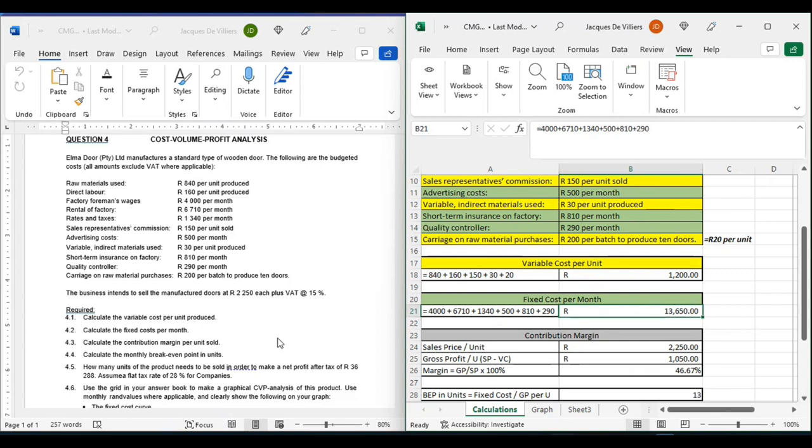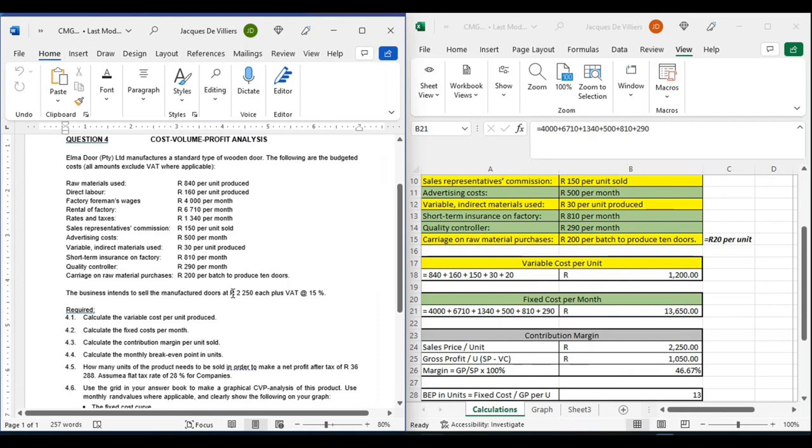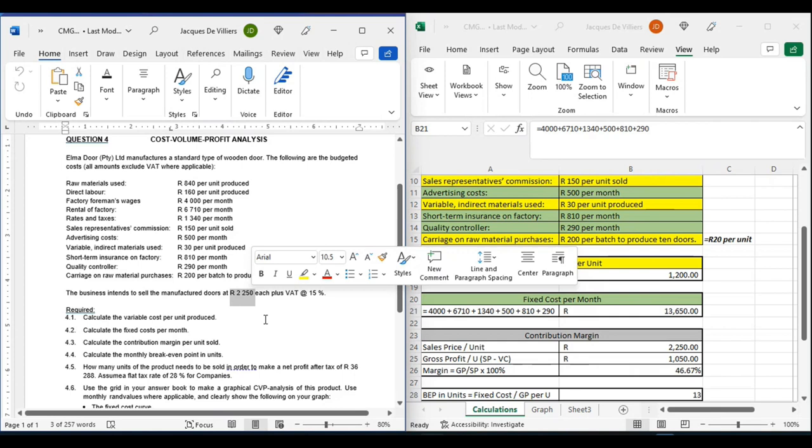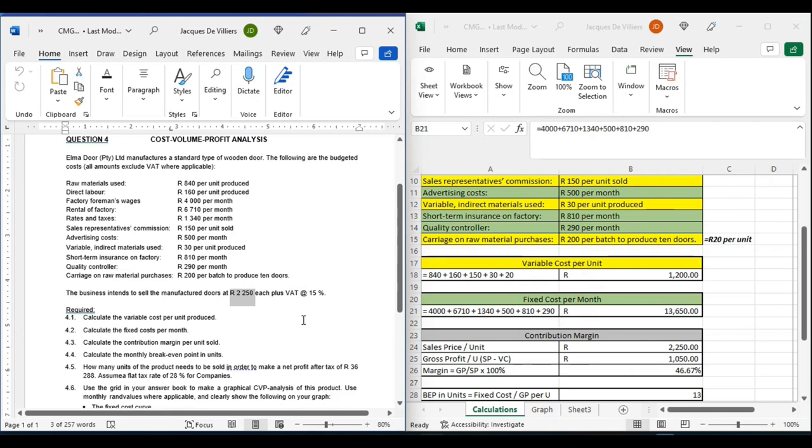Okay. Now, the next thing they tell us to do is to calculate the contribution margin per unit sold. Basically, they're asking us what is our profit margin or our contribution margin. Before we do that, we first have to calculate our gross profit. So here we start with our sales price, which is given as 2,250 for each unit. They say plus VAT. But now we do not care about the VAT. That is money we collect on behalf of SARS. It doesn't play a part in our gross profit. Our gross profit is excluding the VAT in any case.